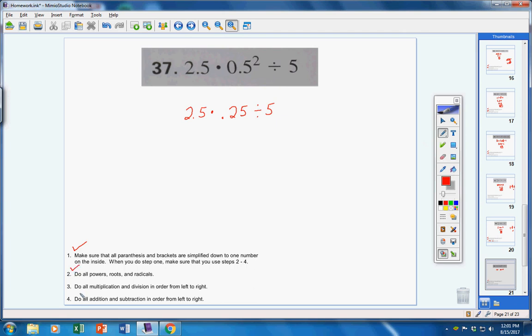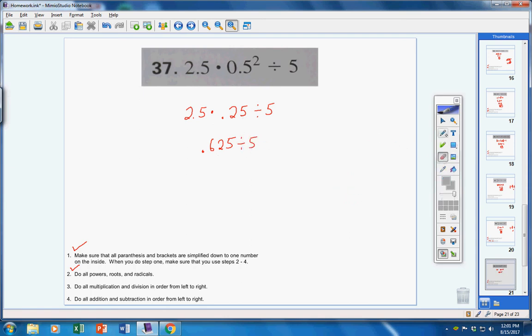So step 3, do all multiplication and division. Well, I see 2.5 times 0.25. So 2.5 times 0.25, right? How many decimal places here? 1. How many decimal places here? 2. Add those together, you get 3. So go over 3 places. 1, 2, 3. So 2.5 times 0.25 is 0.625. Okay? And then divide it by 5.